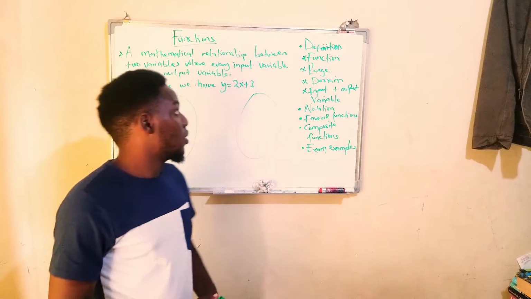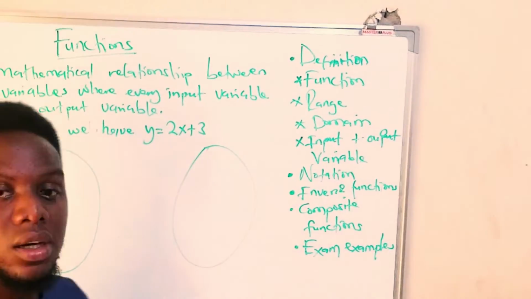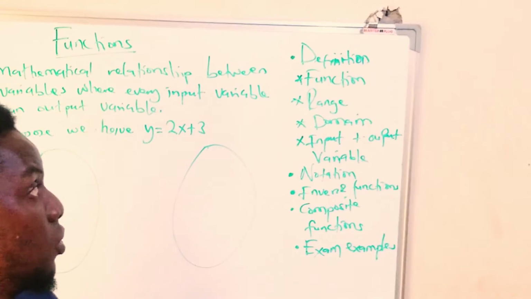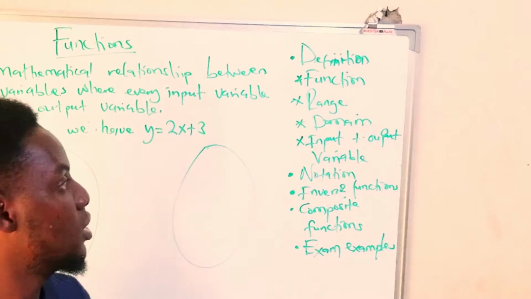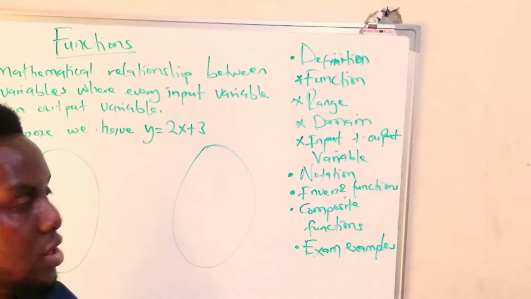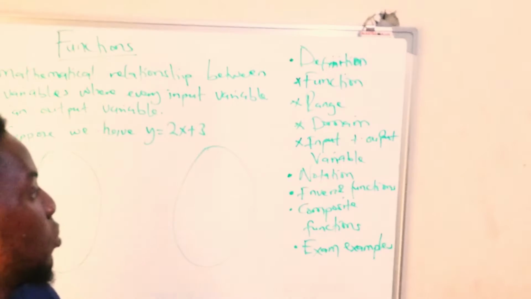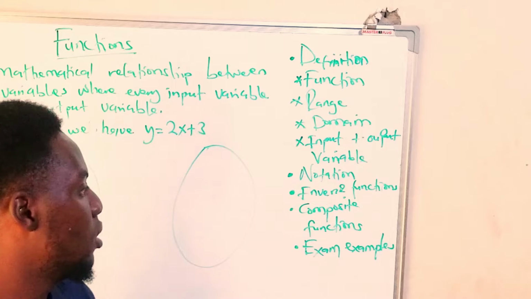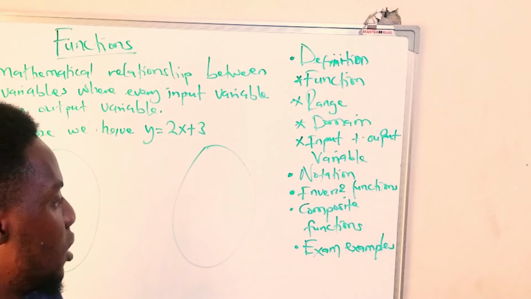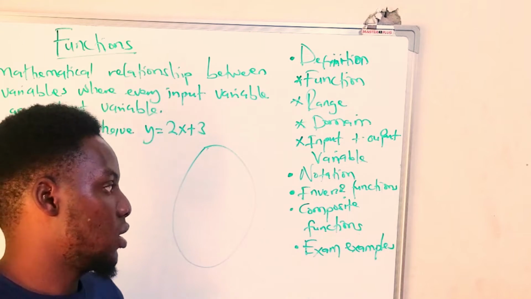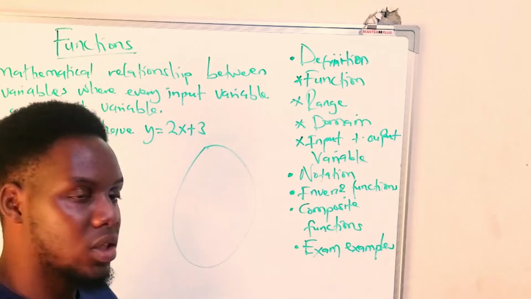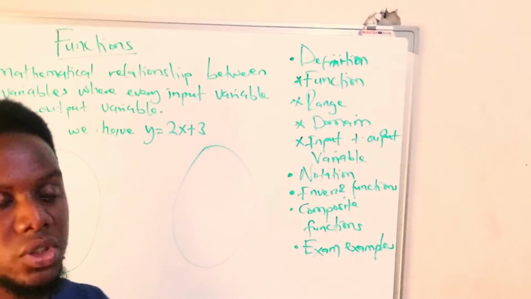So today we're going to talk about functions, and in this tutorial video we're going to look at the definition of functions. We're going to look at the definition of range, domain, the input and output variables. We're also going to look at the notation. Also going to look at the inverse functions as well as composite functions together with examples.